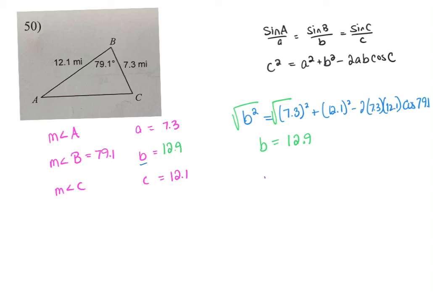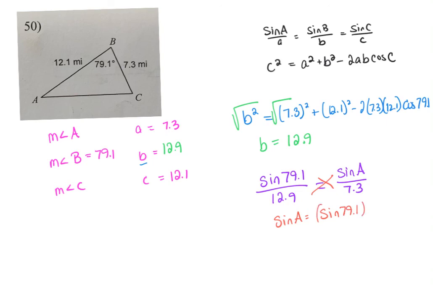So I can say, well, the sine of B, 79.1, over B, 12.9, should equal sine of A over A. All right? Sine of A over A. So I can use cross multiplication here. With cross multiplication, I will get that the sine of A equals sine of 79.1 times 7.3 divided by 12.9. I am solving for A.